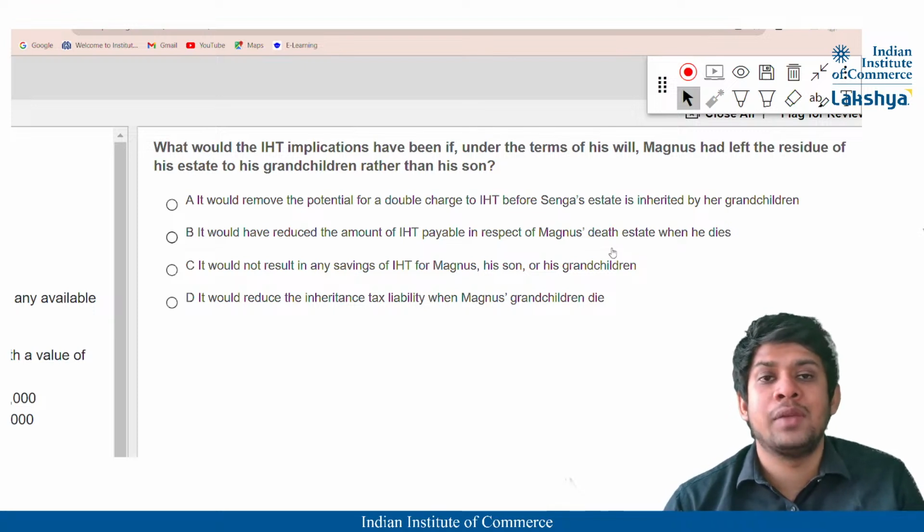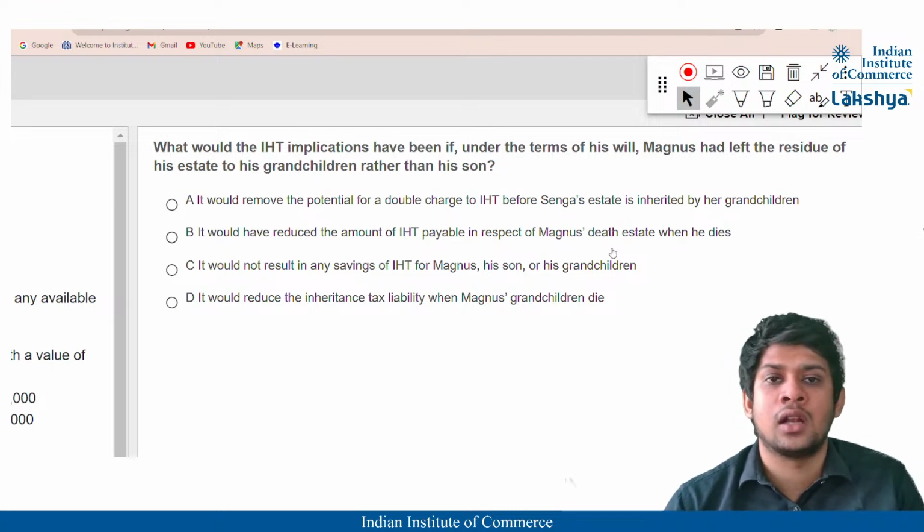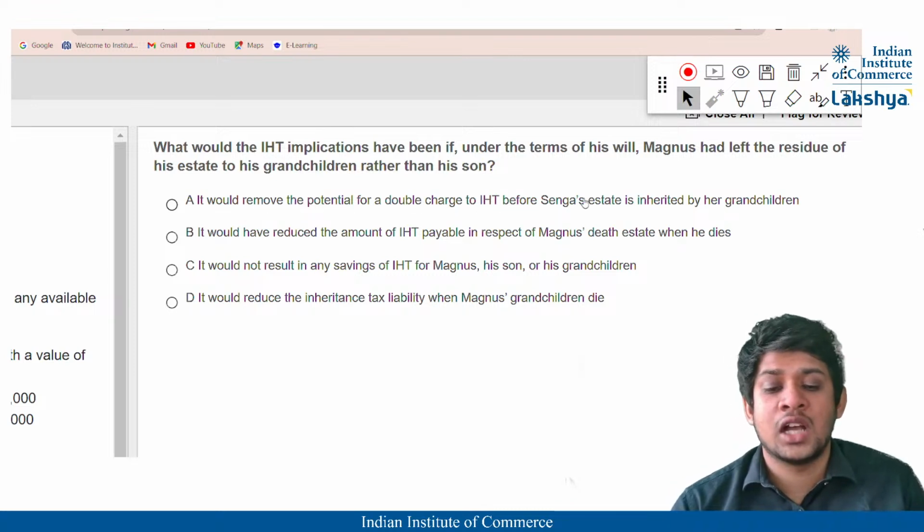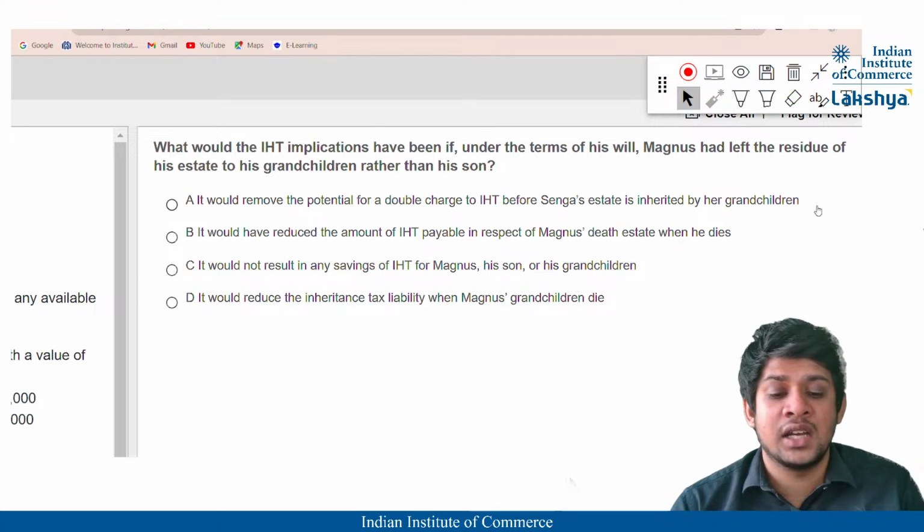For the RNRB, for the main residence, because it is to his direct descendants, right? It is his son's son, so that is a direct descendant. So in such a case, what would be the reality of it? A, it would remove the potential for the double charge to IHT before Senga's estate is inherited by his grandchildren. Obviously, yes, correct. It would remove the potential of the double charge.